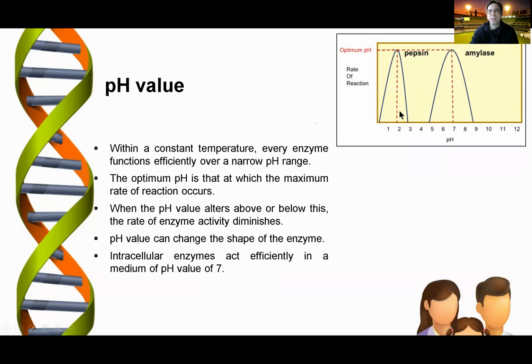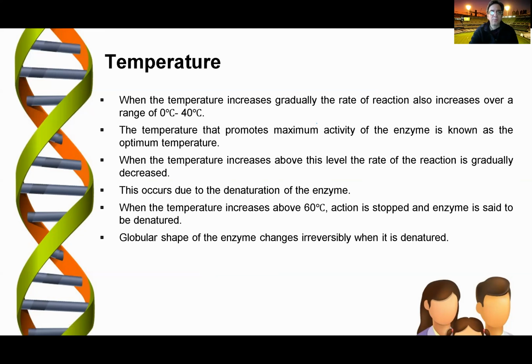pH I mentioned. Pepsin is a typical enzyme in the digestive system, and it has an optimum pH of here, 2. And the reason is that the stomach is rather acidic, so it wouldn't be able to work if it didn't have an optimum pH around there. Whereas amylase in the salivary glands has an optimum pH of around 7. Temperature, well, the human body is naturally 36, 37 degrees. Go outside that range and enzymes don't work as well. And it basically refers to the shape change causing loss of function.